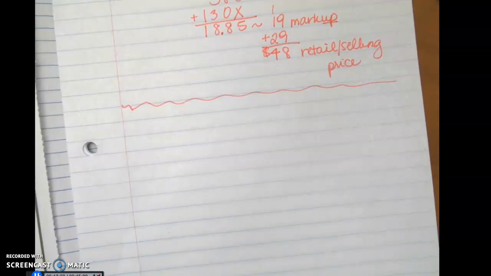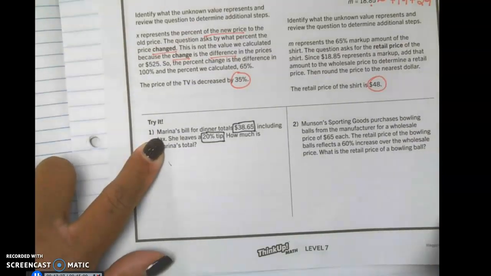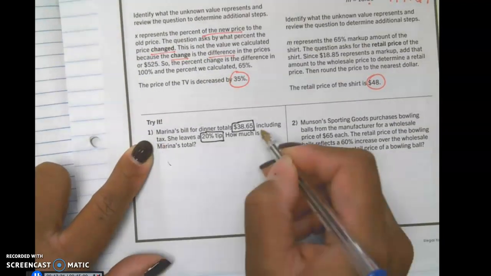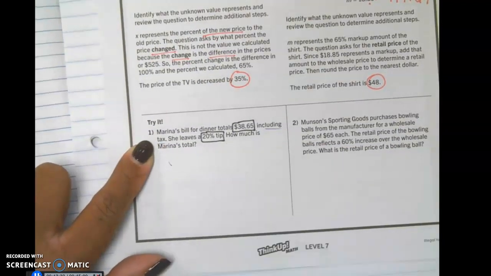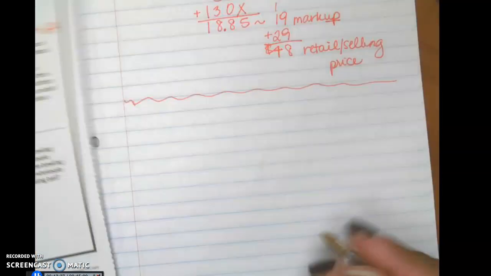Anyway, looking at the examples where it says try it. Marina's bill for dinner is $38.65, including tax. They already included the tax. She leaves a 20% tip. How much is Marina's total?